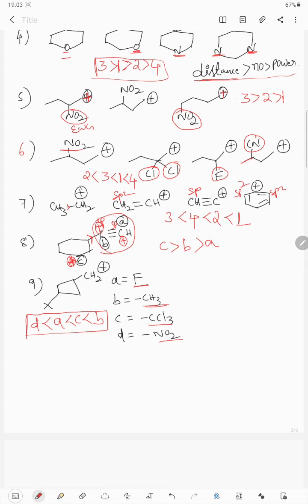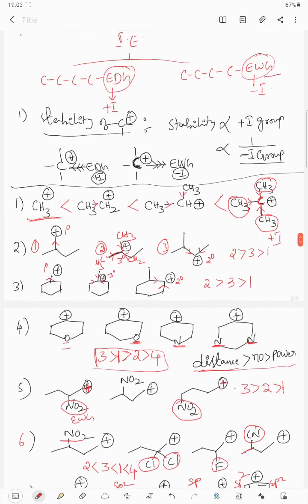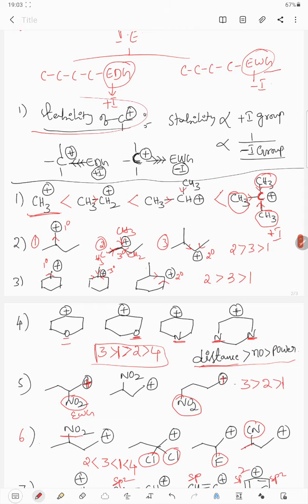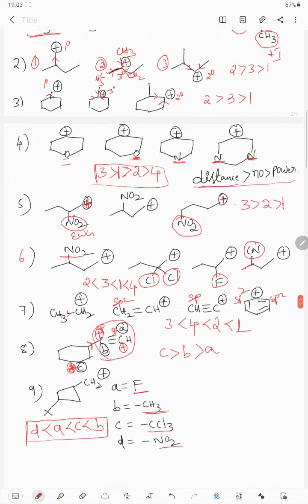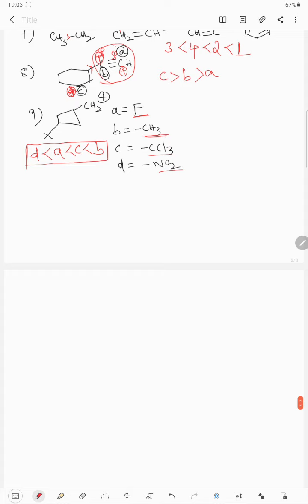So this is the first application of the inductive effect. What is that first application? Stability of carbocation. Now the second application is stability of carbanion. We will discuss stability of carbanion in the next class. Thank you.